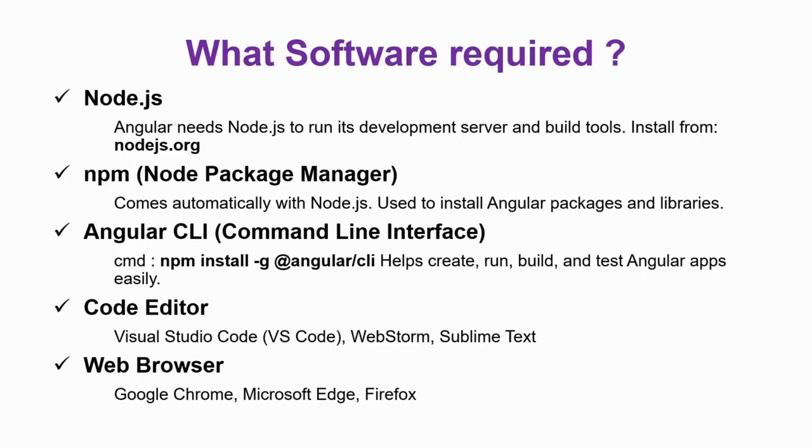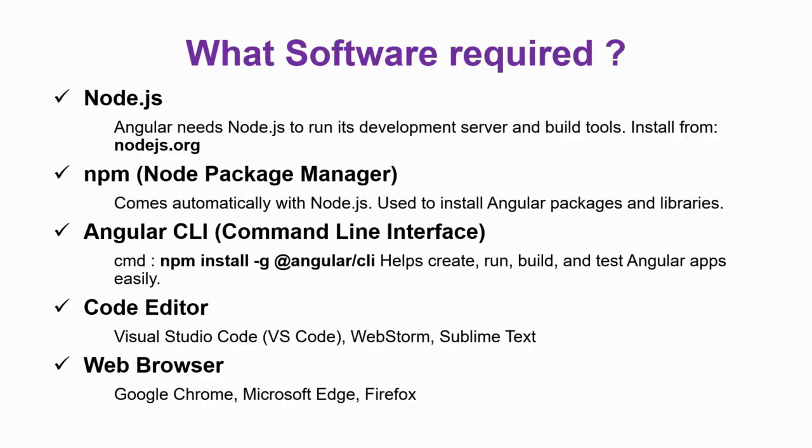So basically, to run your Angular application, at least you need this much software to be installed in your system. The first one is Node.js. Node.js needs to be installed to run your Angular application. nodejs.org is the URL where you can go and download Node.js, and when you install Node.js, npm will automatically get installed on your system.